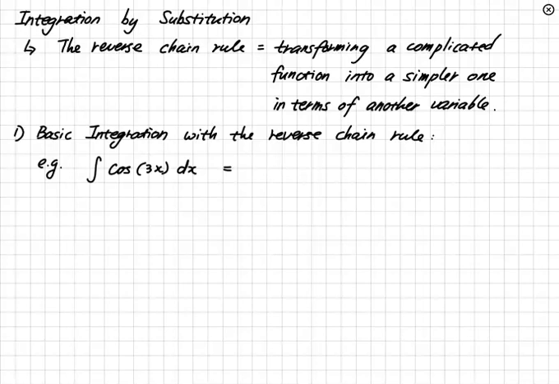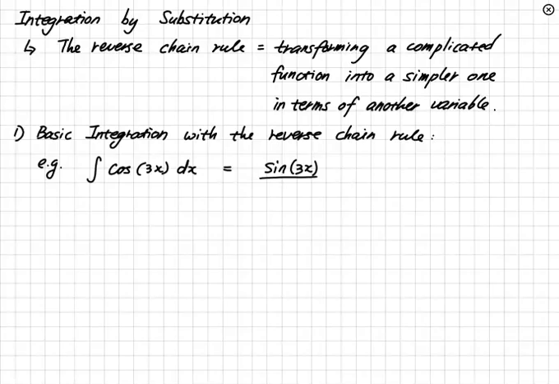Integration by substitution is essentially the reverse chain rule, transforming a complicated function into a simpler one in terms of another variable. So let's have a look at the basic integration with the reverse chain rule. For example, integration of cos 3x dx. We know integration of cos is sine, so we have sine of 3x.